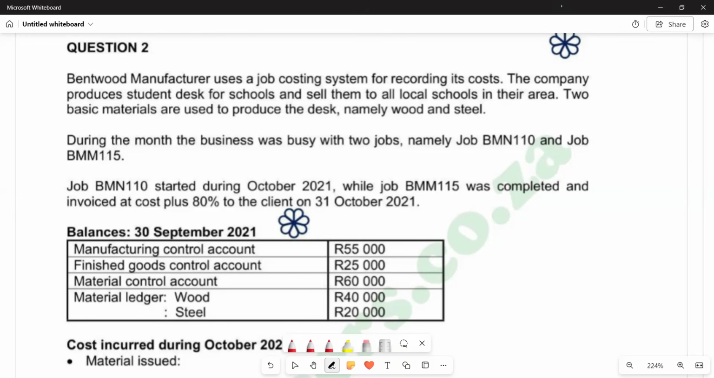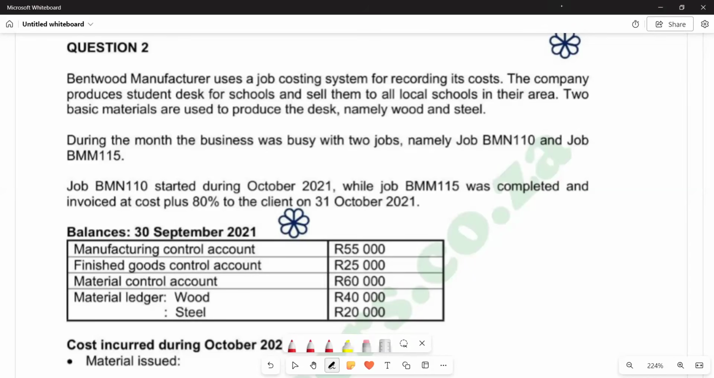In this video, we want to look at question 2 of the question paper of June 2024. This is the question on the preparation of a job cost statement. The question reads: Bentwood manufacturer uses a job costing system for recording its costs. The company produces student desks for schools and sells them to all local schools in their area. Two basic materials are used to produce the desks, namely wood and steel.